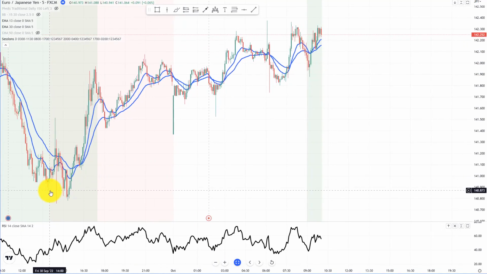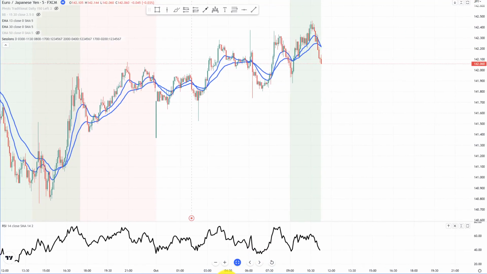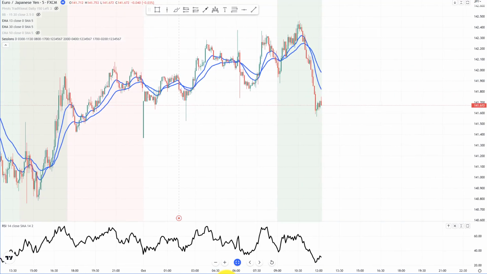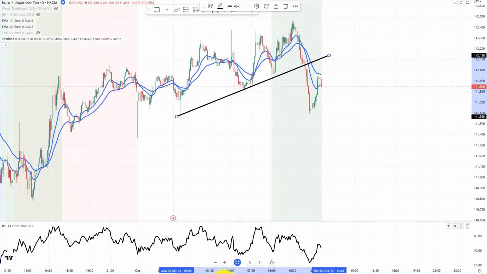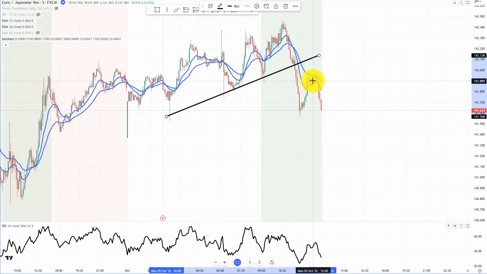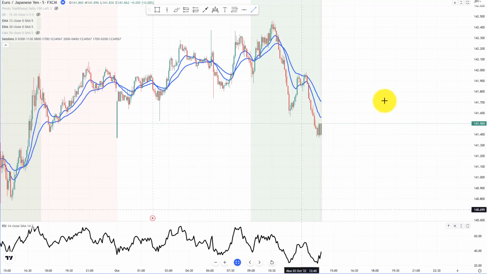The New York session is opening here at 2 p.m. So we have a few hours. Can we see kind of a breakout here? But I don't think this was reasonable to trade. Then let's see, New York open.